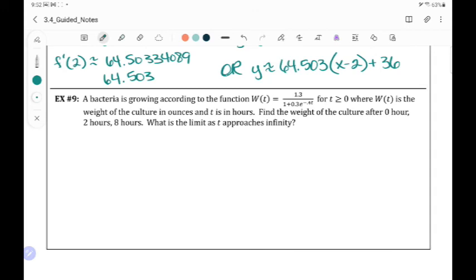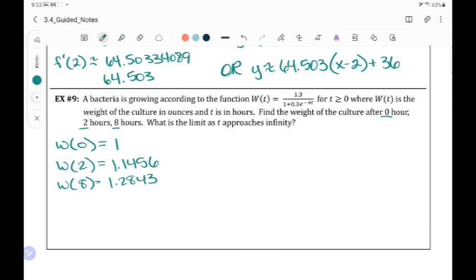Then I went to the table, and I said, okay, what are my x values? 0, 2, and 8. And if you remember, on your calculator, you can do second, window, and set it to let you ask for the independent variable, and then go to second graph where you see the table and type in the values. So W of 0 I found out is 1, and W of 2 is 1.1456, and W of 8 is 1.2843. So I very easily found those values based on the t values.